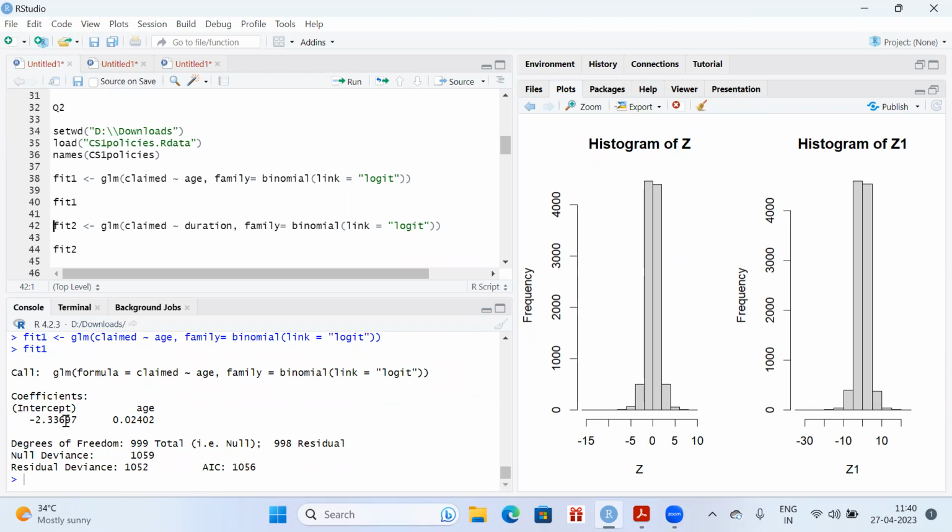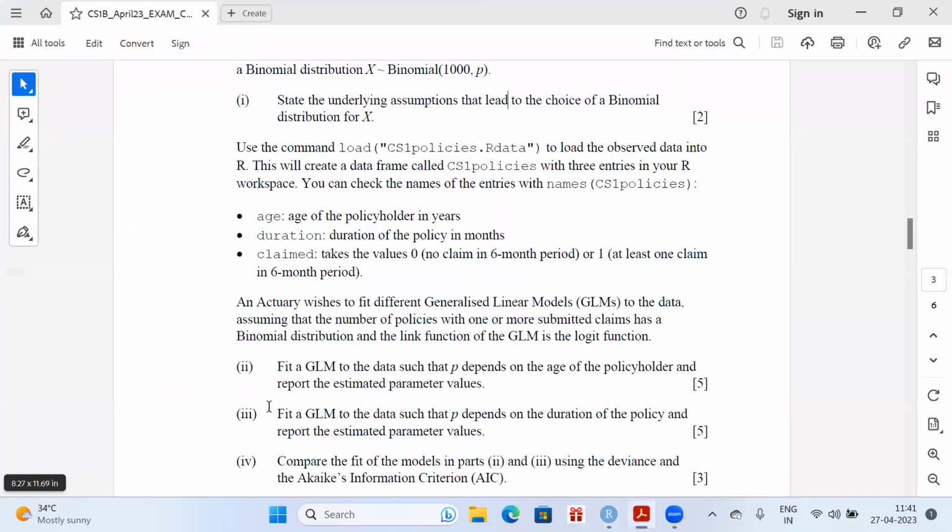So in this equation, the age coefficient is 0.02, and the intercept, since y equals mx plus c basically, so c is minus 2.36 and m is 0.02, this value, and I have an AIC of 1056 for this.